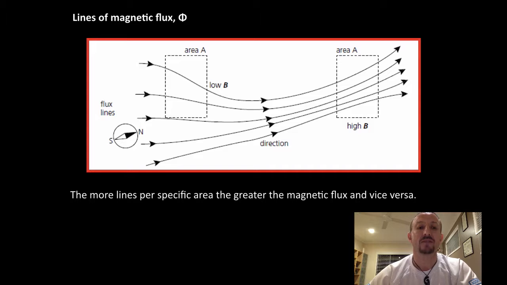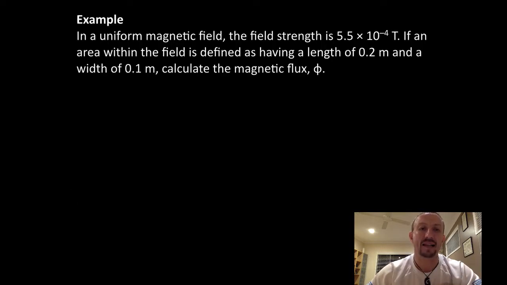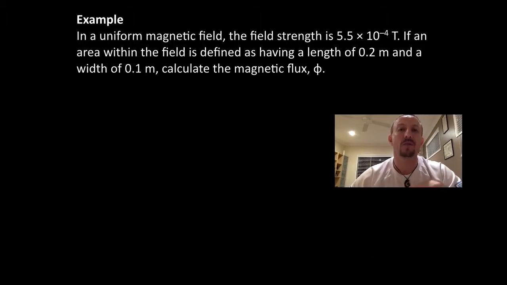So to reiterate, the more lines per specific area, the greater the magnetic flux, and vice versa. So you can go from a large number of lines to a small number of lines and back again. So let's look at a quick example as to how we can calculate the magnetic flux. We've got a uniform magnetic field of field strength 5.5 times 10 to the negative 4 Tesla. If an area within the field is defined as having a length of 0.2 meters and a width of 0.1 meters, calculate the magnetic flux.